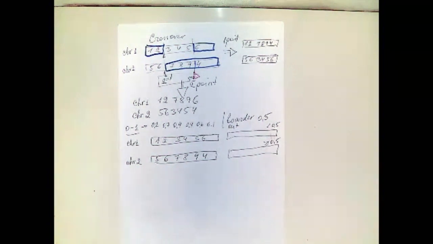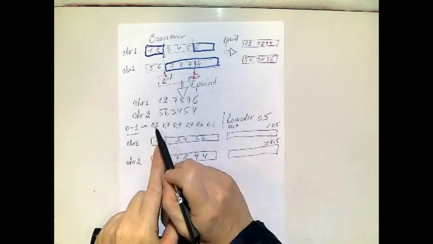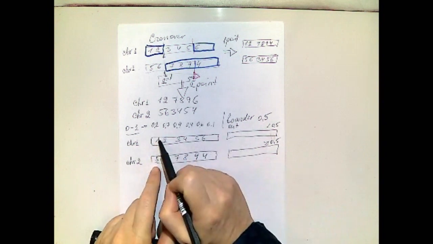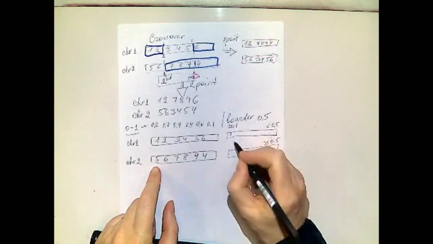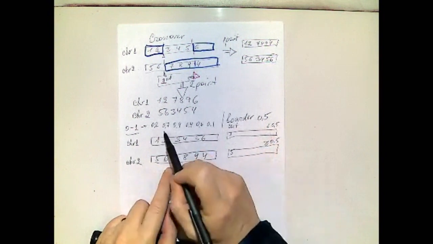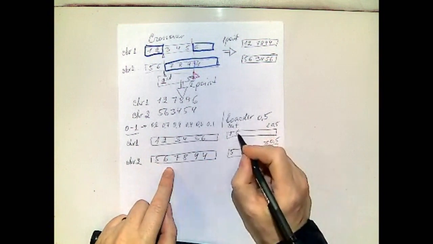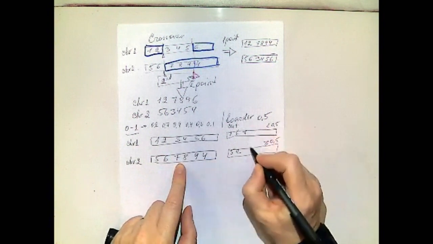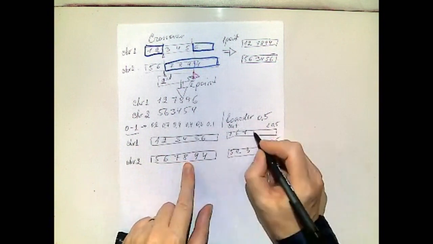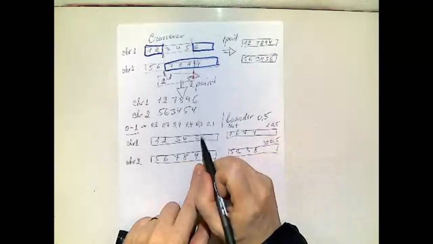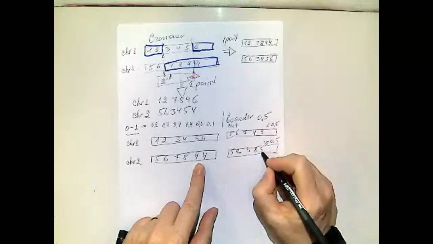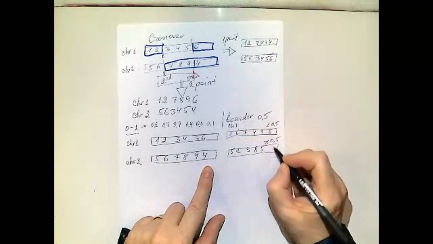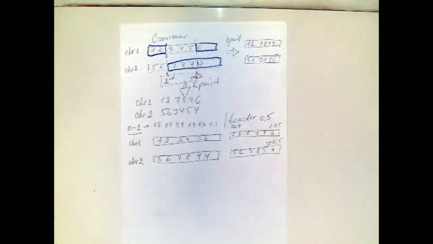So let's have a look. 0.2 stays the same. 0.7, we swap. 0.9, we swap. 0.4 stays the same. 0.6, we swap. 0.1 stays the same.